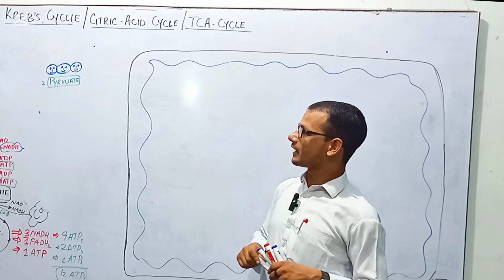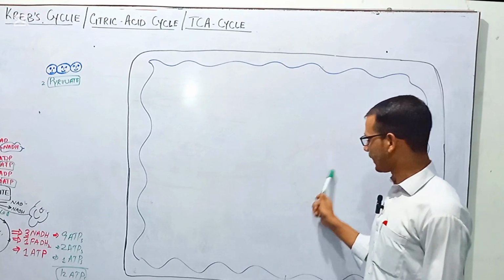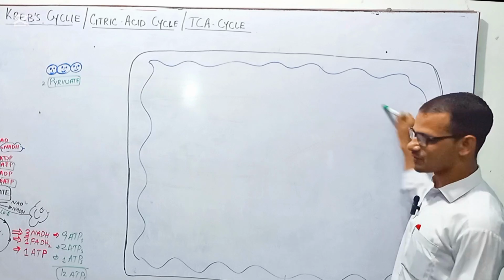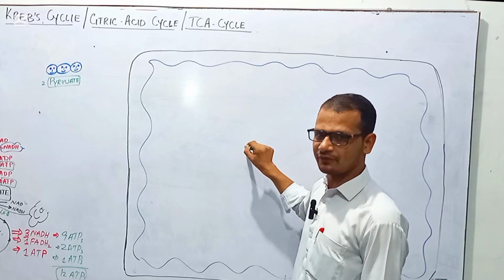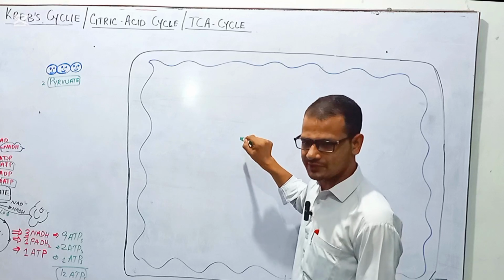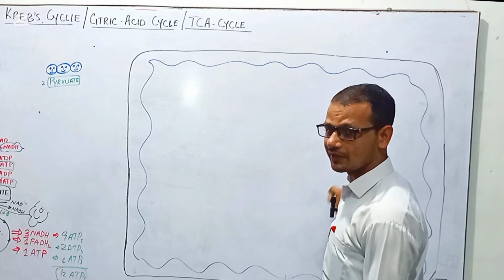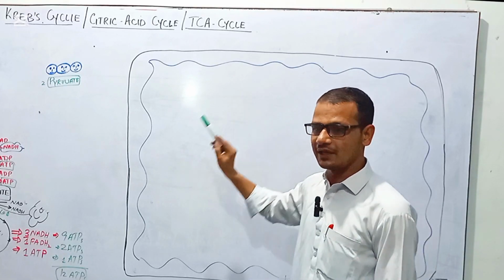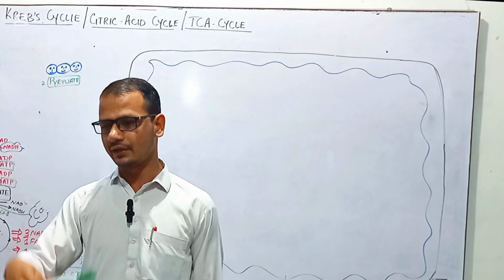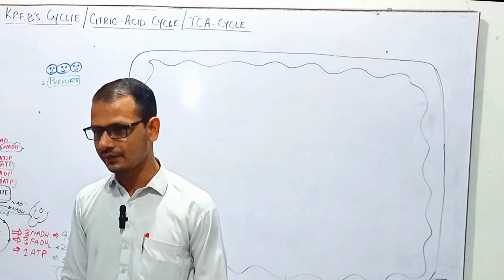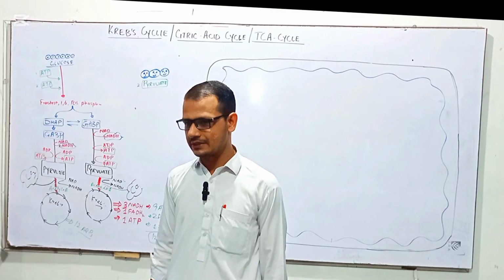Why is this Krebs cycle occurring in the matrix? Because all the enzymes which are responsible for catalyzing this Krebs cycle are present in the matrix of mitochondria. If the cell doesn't have mitochondria, the cell will not be able to run the Krebs cycle, like erythrocytes or RBCs, right?